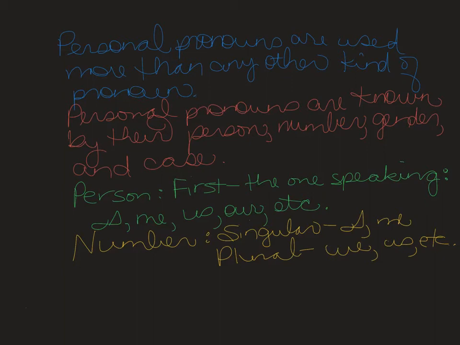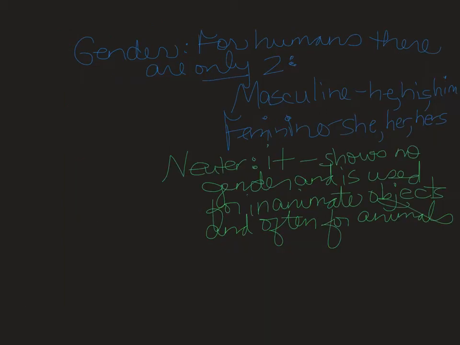All right, next slide, please. Gender. Let's make one thing very, very clear. Biologically and from God's point of view, there are only 2 genders, masculine and feminine. If you have an XY chromosome, you are masculine, and if you have XX chromosomes, you are feminine. Guys and girls, okay? Masculine pronouns are he, his, and him. Feminine pronouns are she, her, and hers.